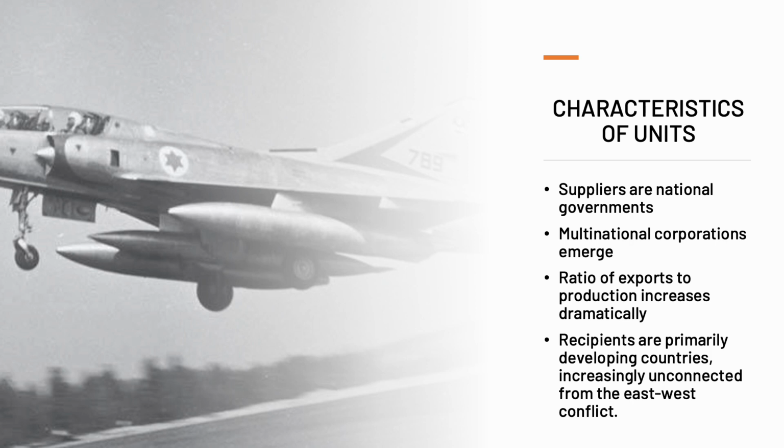Well, the suppliers are primarily national governments, no real change from the previous era. But multinational corporations begin to emerge. So you're seeing multinational corporations in Europe really begin to come online. And the reason for that is because arms are becoming increasingly expensive to produce. To spread out the cost of developing these new high-tech arms, one way to do it is to create these multinational corporations, which allow you to share the burden of developing new arms.